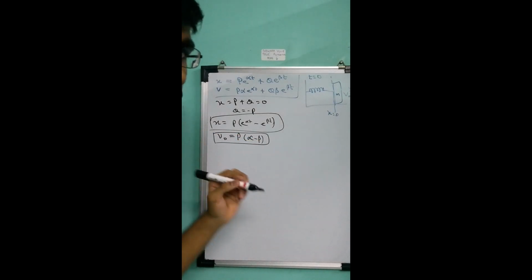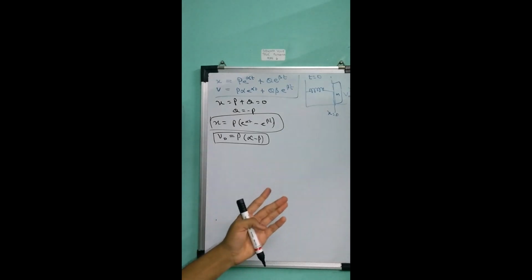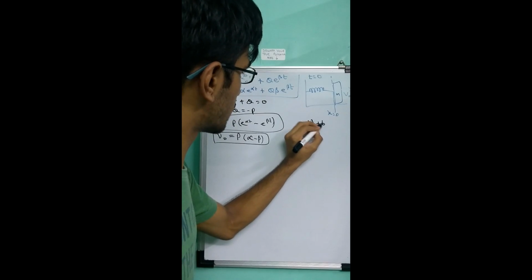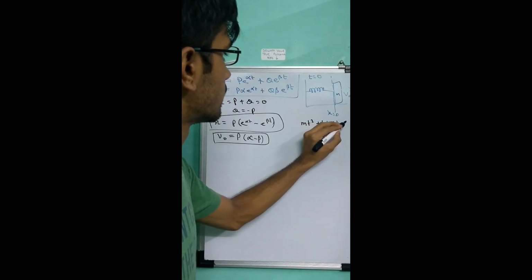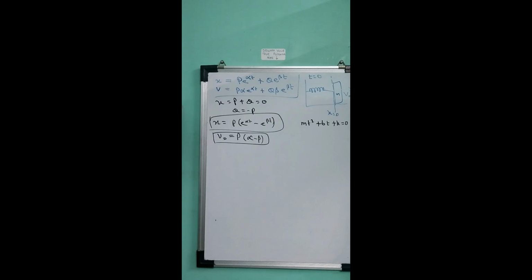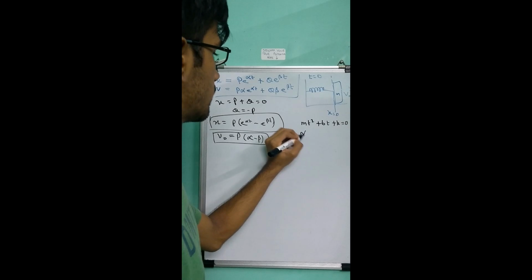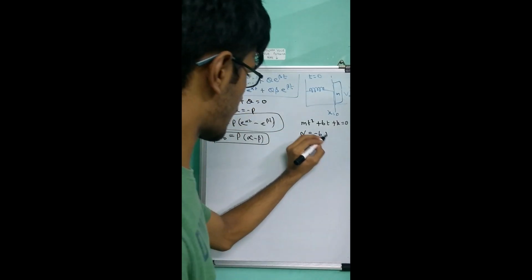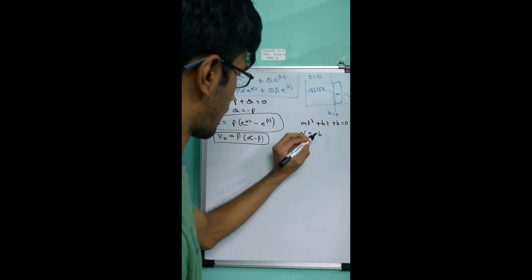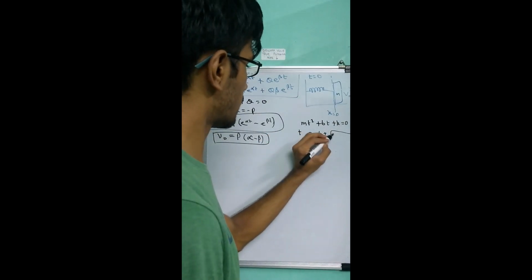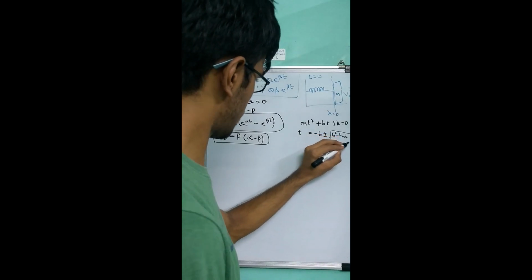V0 depends on us. The amount of impulse we give to the block at time t equals 0 decides what V0 will be. And alpha and beta we already know, they're the roots of mt square plus bt plus k equals 0. Now here actually the values of the roots matter. So let's plug that in as well. Alpha, t can take values minus b plus minus root of b square minus 4mk by 2m.